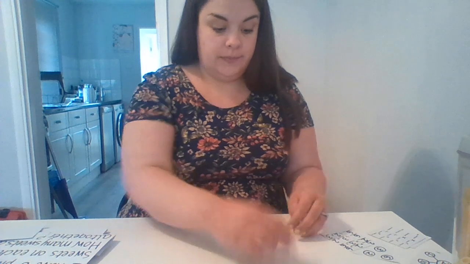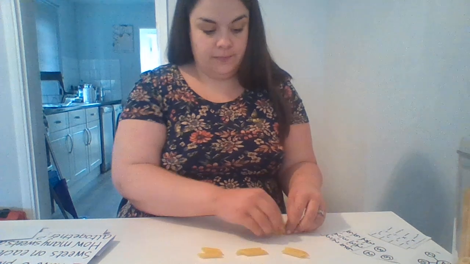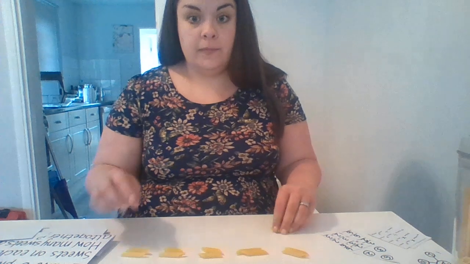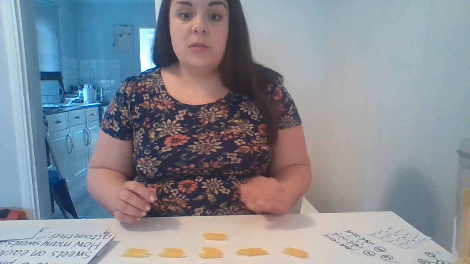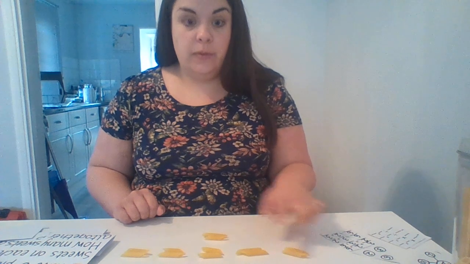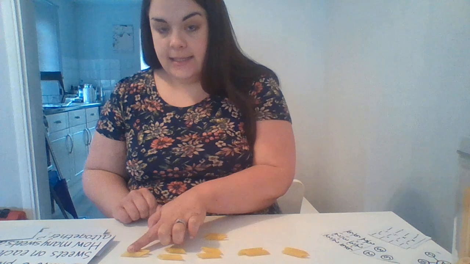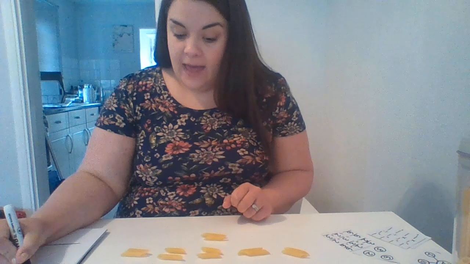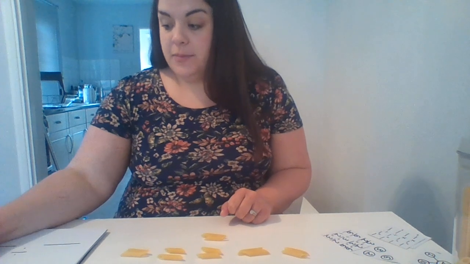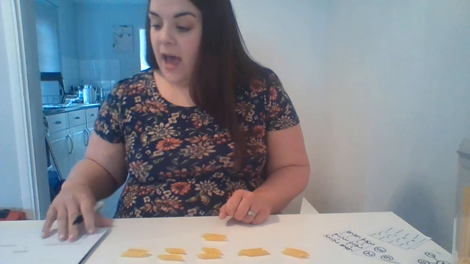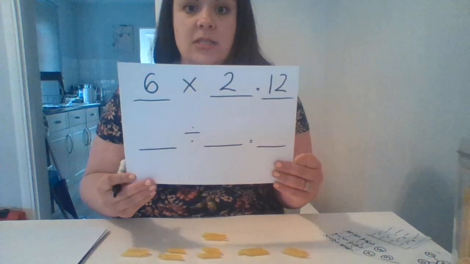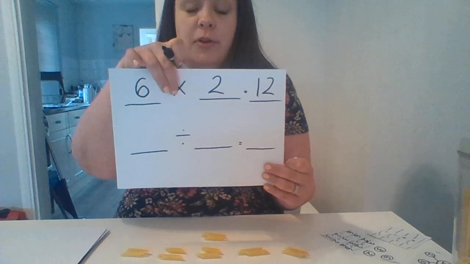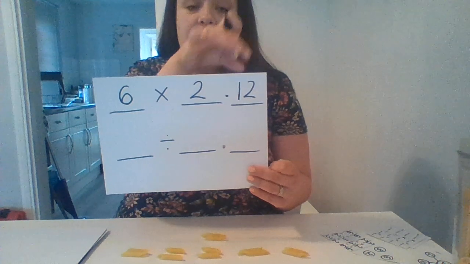First, let's make 6 groups of 2. Once we've got them, we can count 2, 4, 6, 8, 10, 12. We can write down so that we remember that 6 groups of 2 was 12, and we can use the multiplication sign. 6 groups of times 2 equals 12.